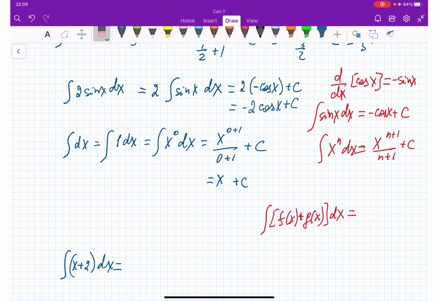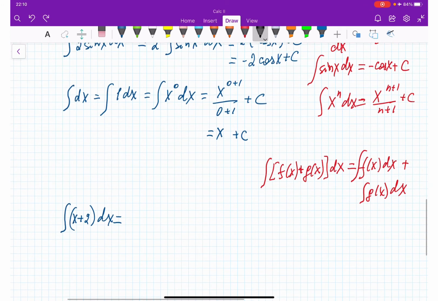So the integral of a sum is equal to the sum of integrals, which is going to be the integral of f of x dx. My integral looks horrible. Trying one more time. Okay, a little bit better. Plus the integral of g of x dx. So the integral of a sum equals the sum of two integrals.